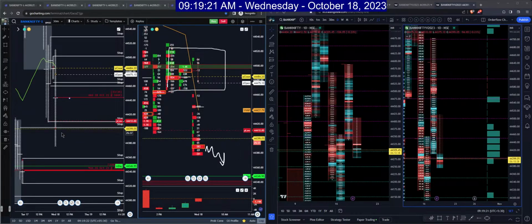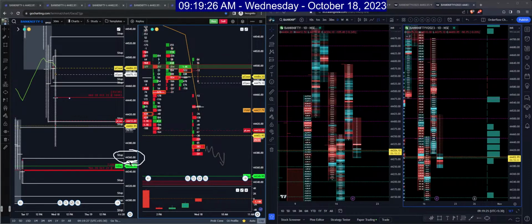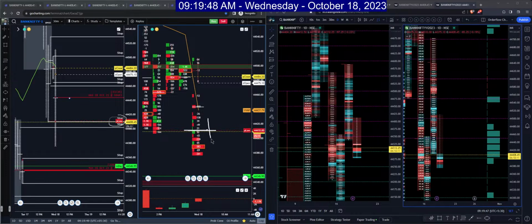I'm looking for continuation lower, and I'm looking for price to at least tag 44,360. So let it drop. Don't take any trades. Currently supply is shutting off at this particular level. This is the range where we are just chopping, and the previous day's low is the area where sellers are coming in. I would suggest do not take any trade, just observe, because it is going to chop in this range.